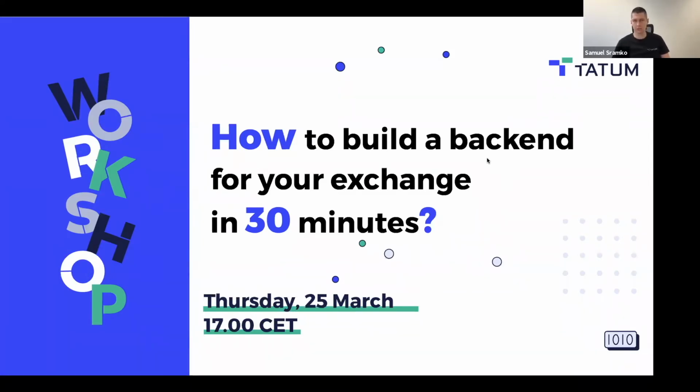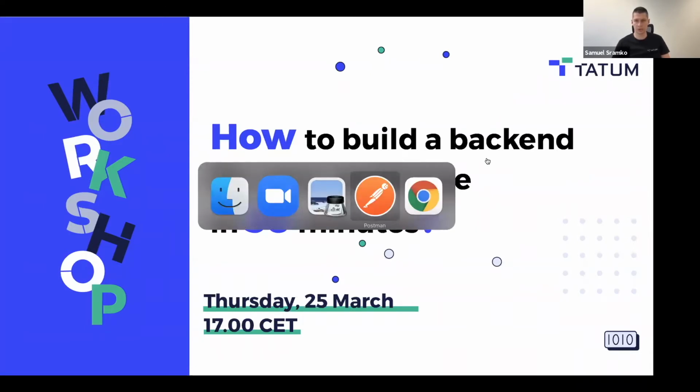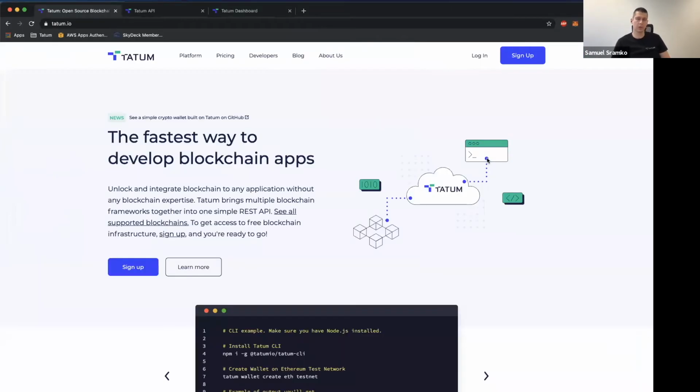First of all, I'd like to introduce what Tatum is, who we are, and what we do. Tatum is next generation blockchain infrastructure with a focus on developers. We have a powerful REST API where you can integrate and build your applications on top of our platform. We support more than 20 blockchains, a lot of crypto assets and protocols, and we are all the time adding more and more.